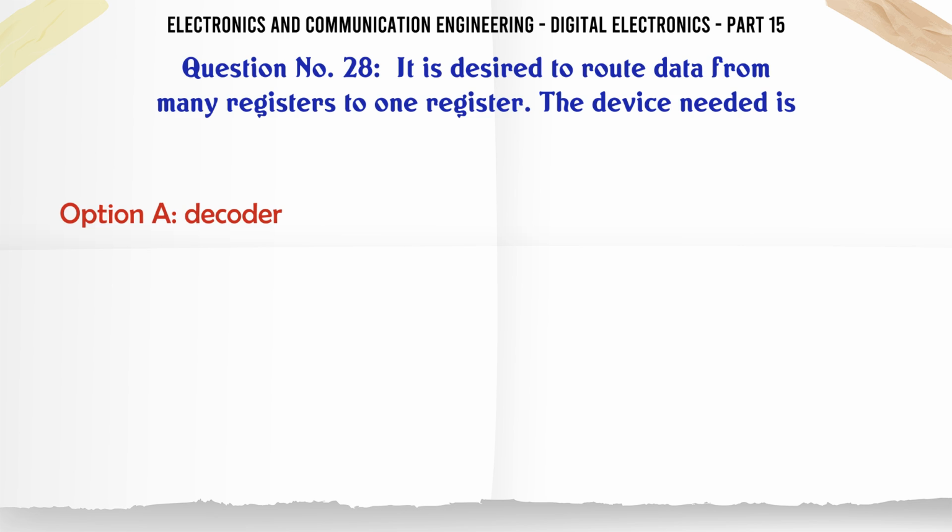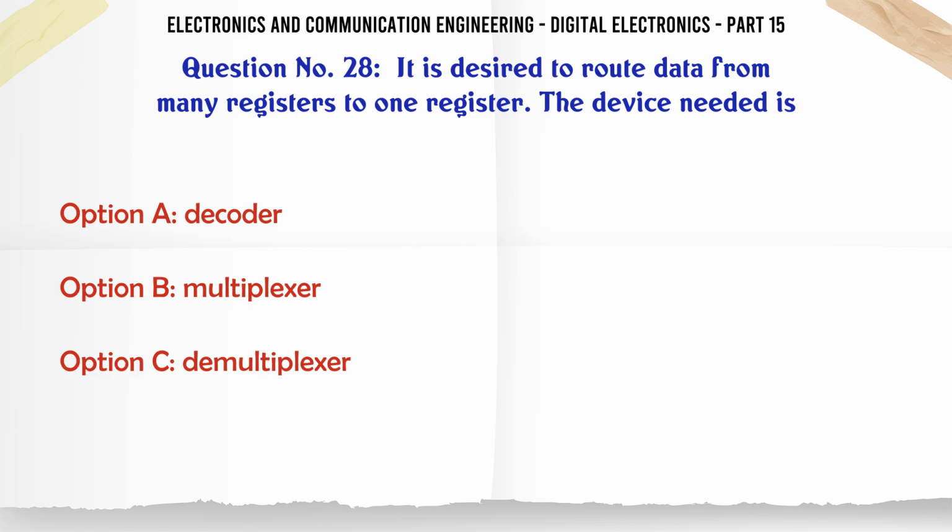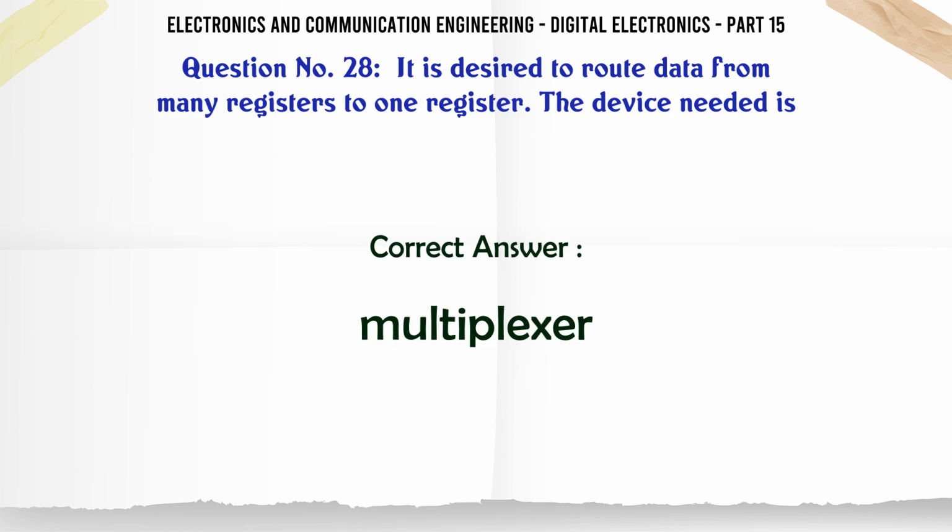It is desired to route data from many registers to one register. The device needed is A. decoder, B. multiplexer, C. demultiplexer, D. counter. The correct answer is multiplexer.